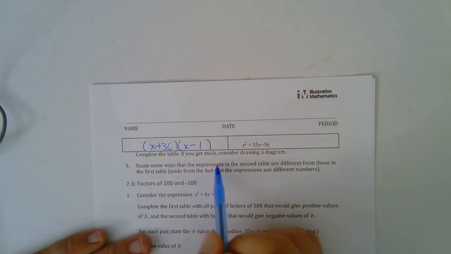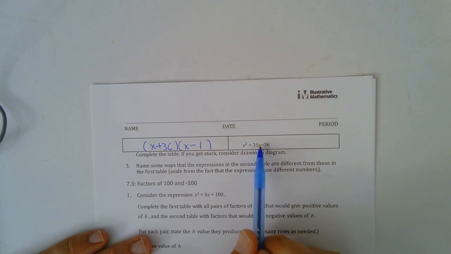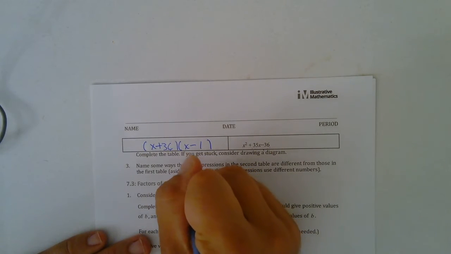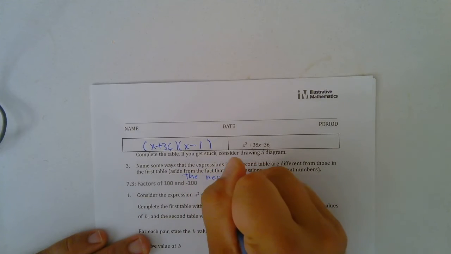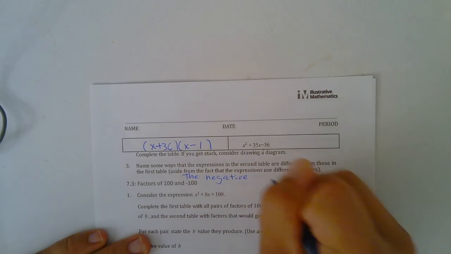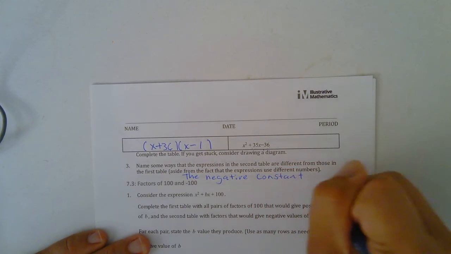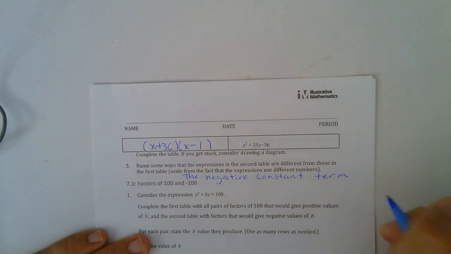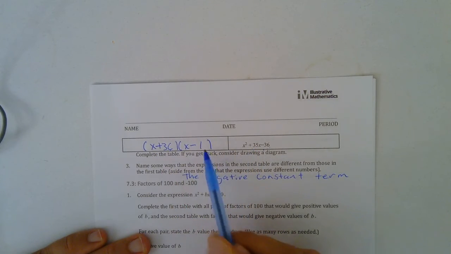So some ways that these are the same, the area model works in the same way. But here, when you have a negative number for your constant term, it made a factored form that had a positive and a negative.